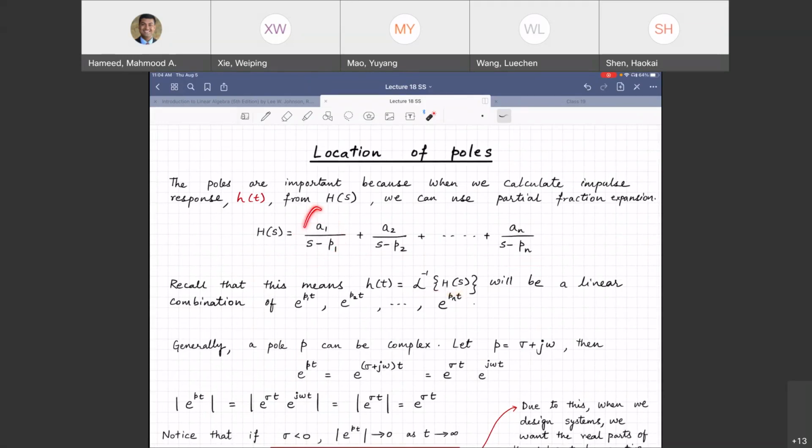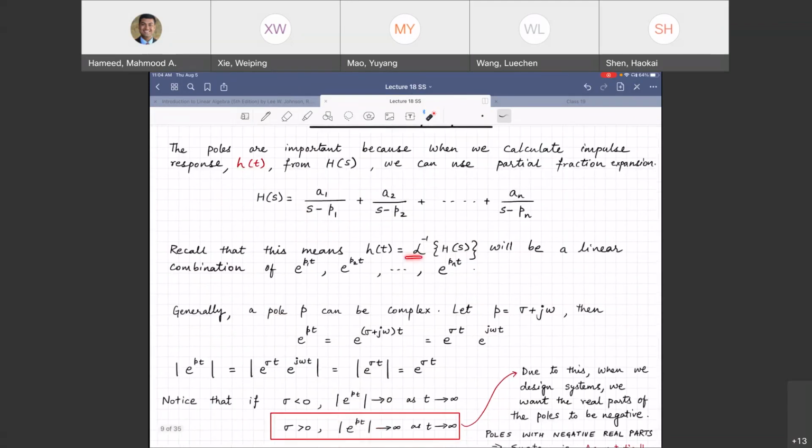Inverse Laplace transform of this. Yeah, I know this, right? Because it is in the standard form. I just need to scale by a1. So the inverse Laplace transform will simply be a linear combination of e to the p1t, because the inverse will be a1 e to the p1t u of t, right? For each of them. It will be a linear combination that has the amplitude scaled by e to the p1t and e to the p2t, e to the pnt.